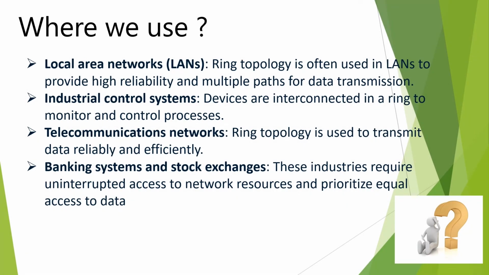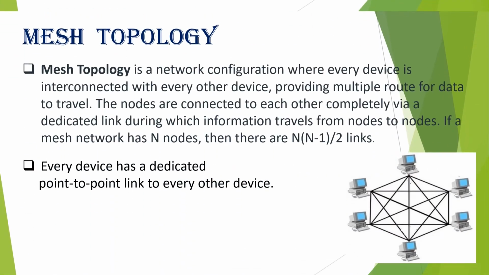Where we use it: local area networks, LANs. Ring topology is often used in LANs to provide high reliability and multiple paths for data transmission. Industrial control systems. Devices are interconnected in a ring to monitor and control processes. Telecommunications networks. Ring topology is used to transmit data reliably and efficiently. Banking systems and stock exchanges. These industries require uninterrupted access to network resources and prioritize equal access to data.